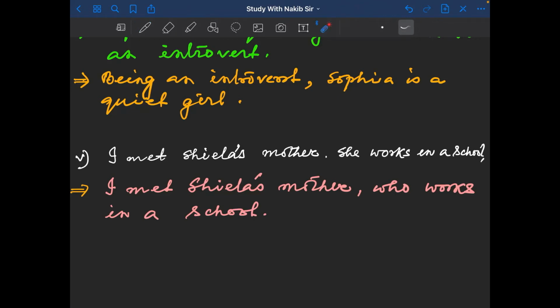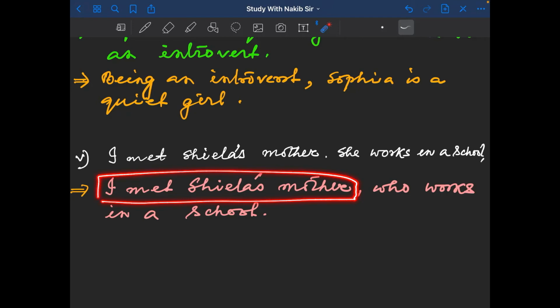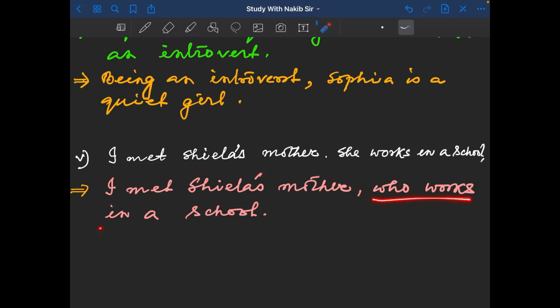I met Sheila's mother. Okay, this is a principal clause. This is a coordinate clause actually. Who works in a school? Who means and she. So it's a compound sentence. And she works in a school. So this is your answer.